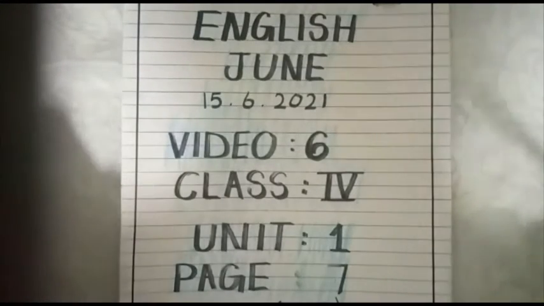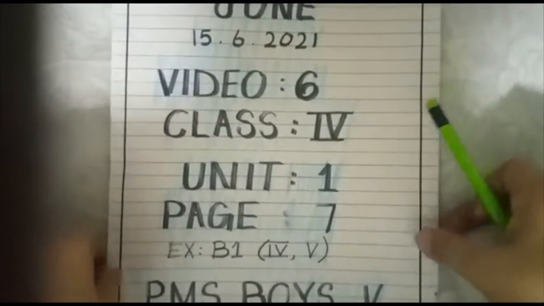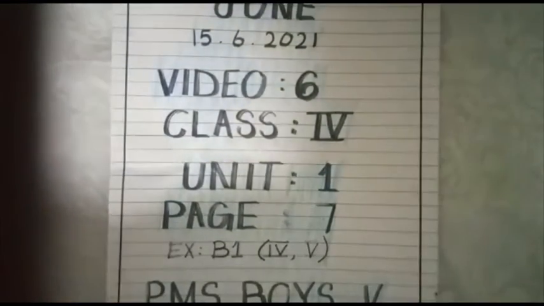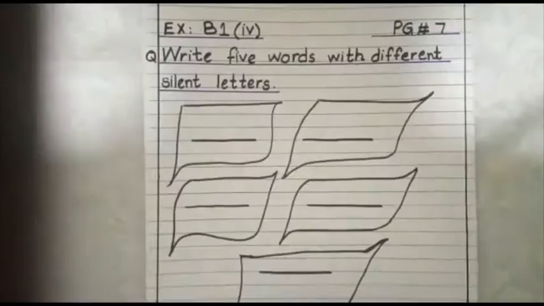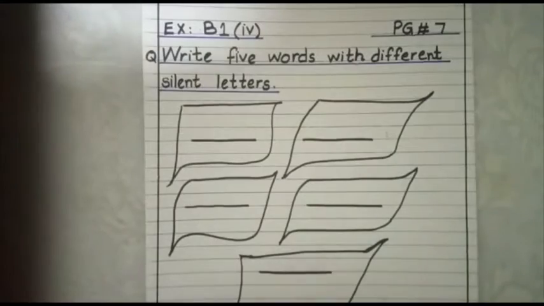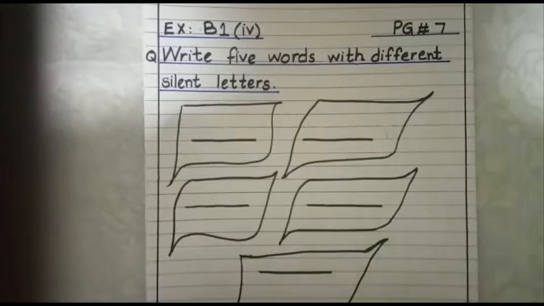Okay, dear students, today we are going to discuss exercise B1, parts 4 and 5 of unit 1. So let's start. Dear students, exercise B1, part 4. It is on page 7. Write 5 words with different silent letters. Here you will write 5 words with silent letters.